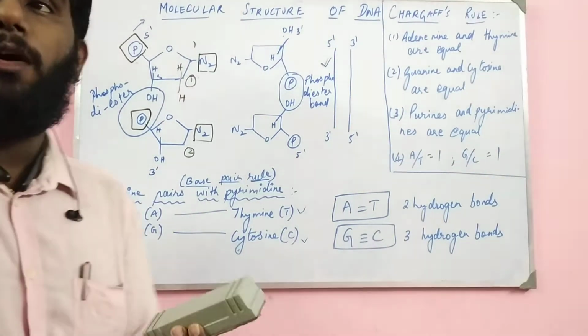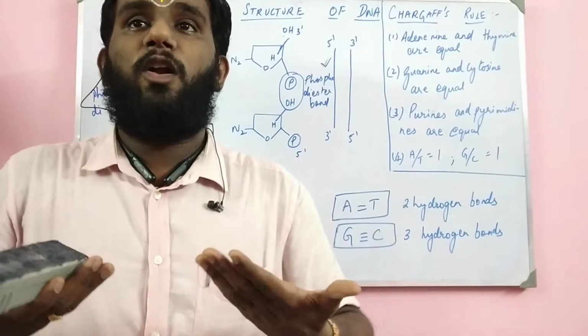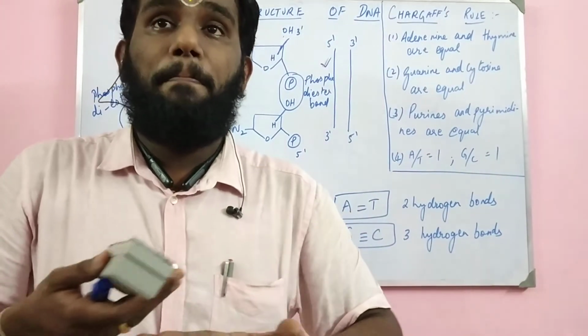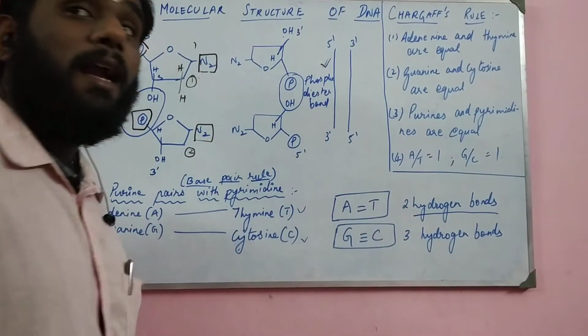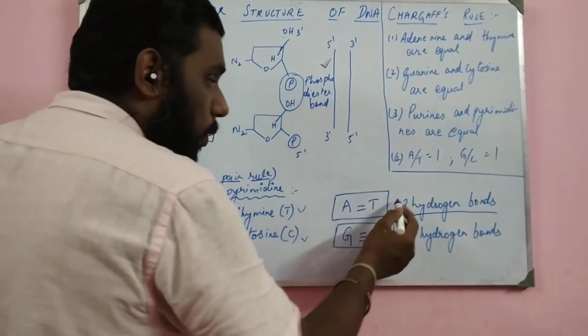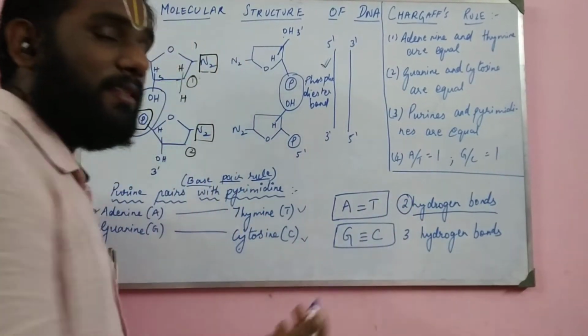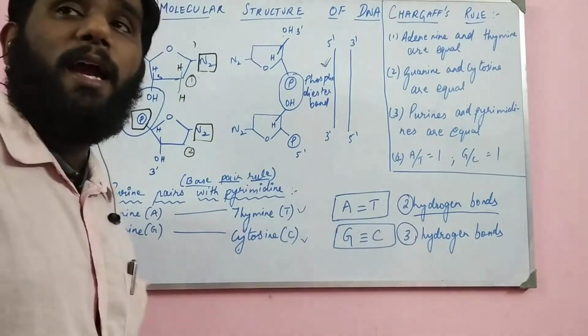And when this bond formation is taking place, if adenine and thymine are to be bonded, they are paired with each other with the help of hydrogen bonds. And how many hydrogen bonds are formed between adenine and thymine? There are two hydrogen bonds formed between adenine and thymine, whereas between guanine and cytosine there are three hydrogen bonds.